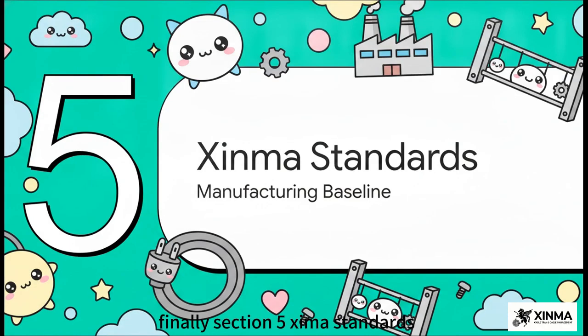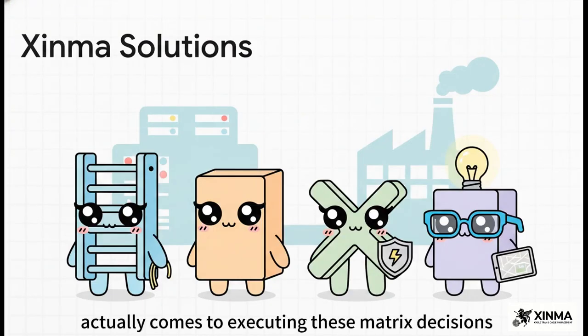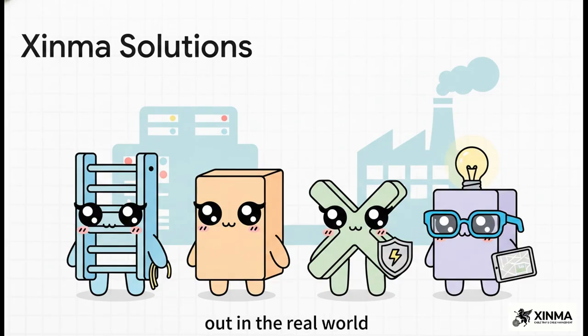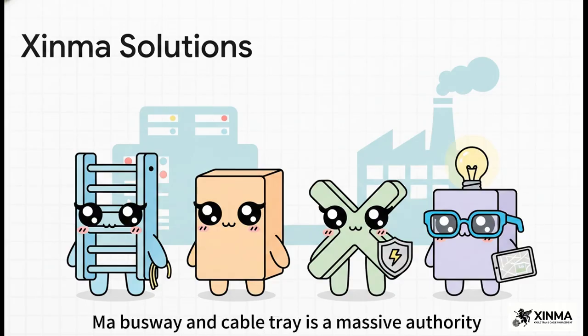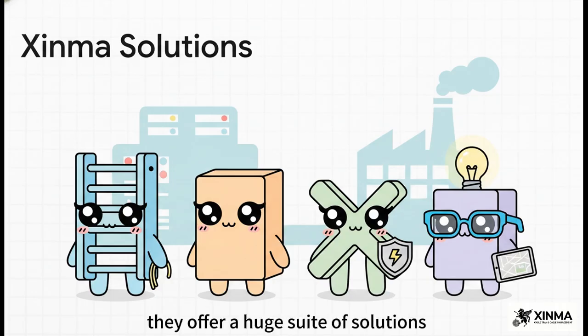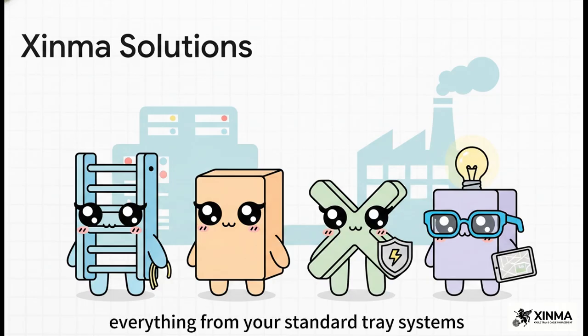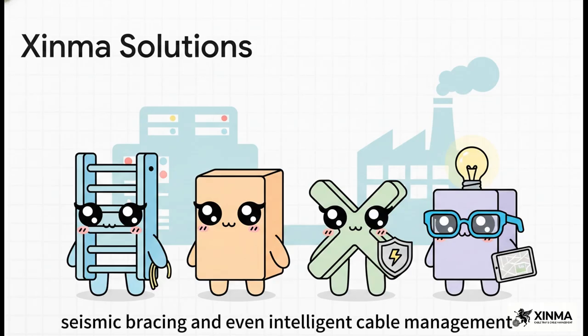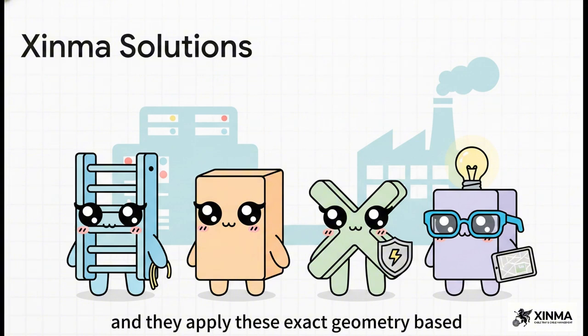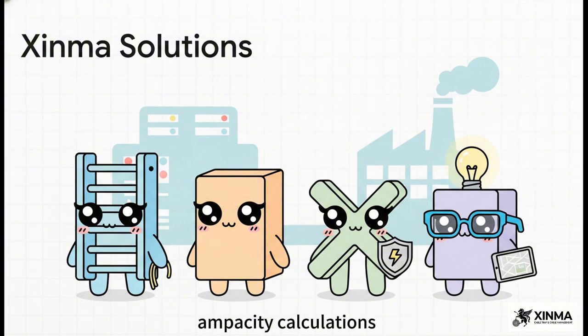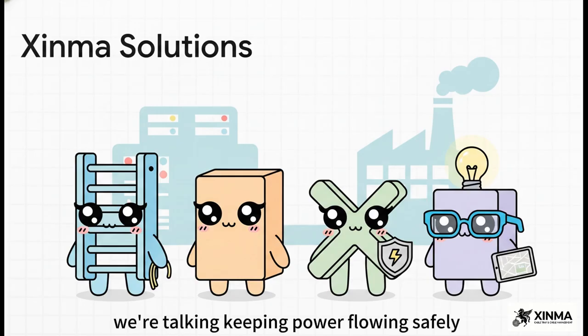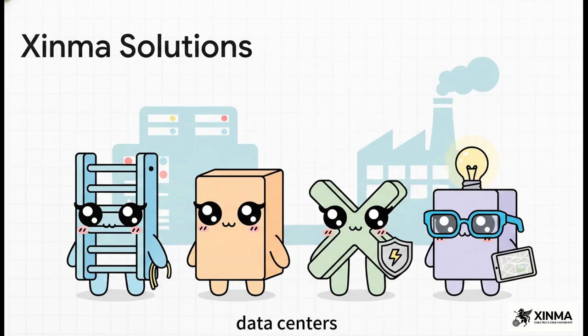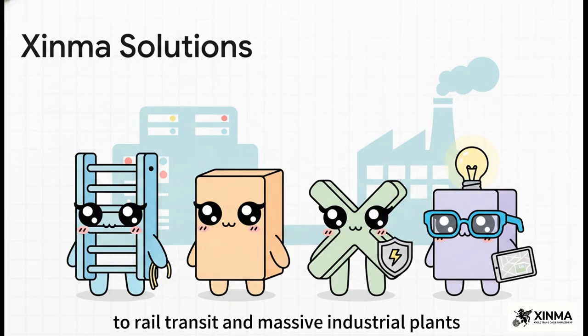Finally, section 5. Xinma standards. When it actually comes to executing these matrix decisions out in the real world, Shanghai Xinma Busway and Cable Tray is a massive authority. They offer a huge suite of solutions, everything from your standard tray systems to advanced busways, seismic bracing, and even intelligent cable management. And they apply these exact geometry-based ampacity calculations across incredibly diverse projects. We're talking keeping power flowing safely in everything from super high-heat data centers to rail transit and massive industrial plants.